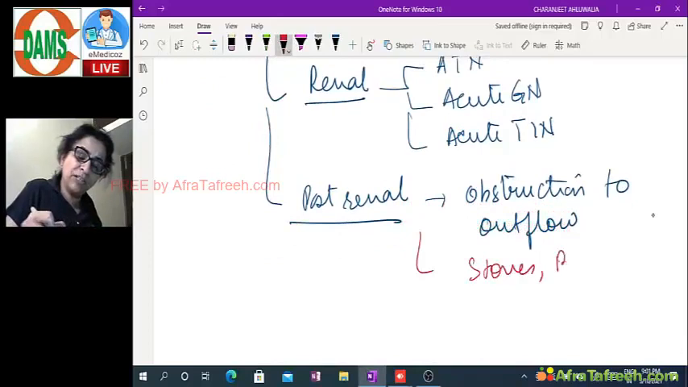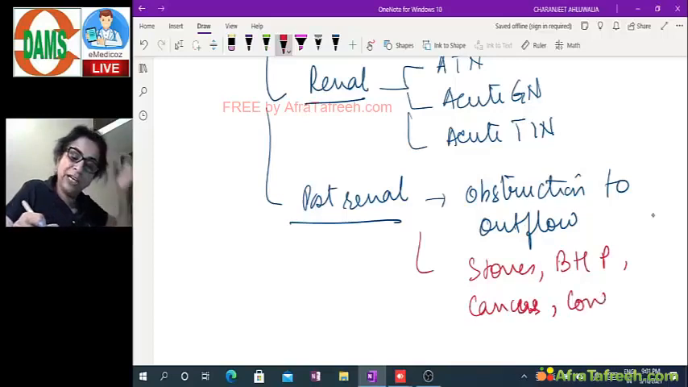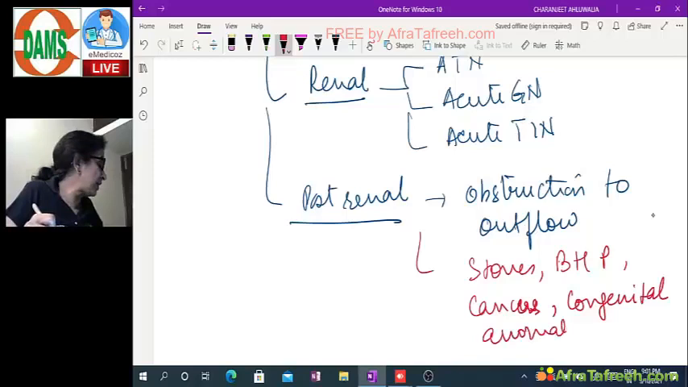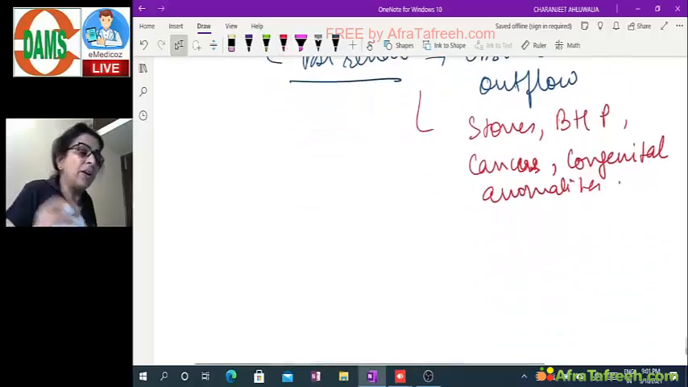You already know the causes. This can be due to benign hyperplasia of prostate. This can be due to cancers. Obstruction to the outflow of urine can be due to various cancers, or it can be due to congenital anomalies of the urinary tract also. All can cause obstruction. So this is acute renal failure or acute kidney injury.